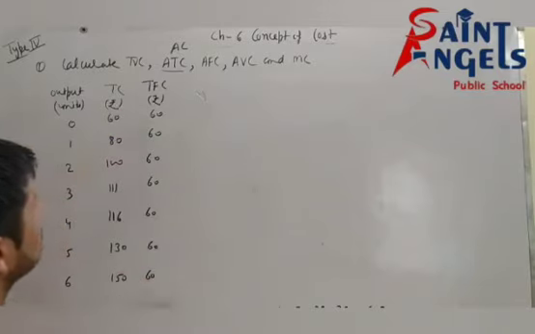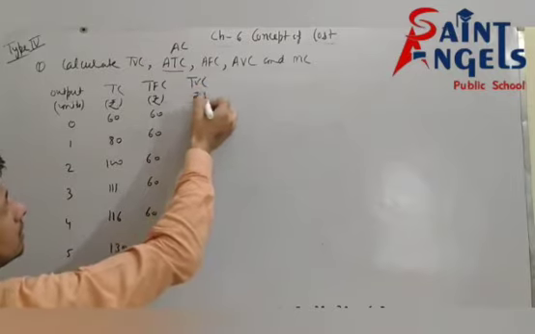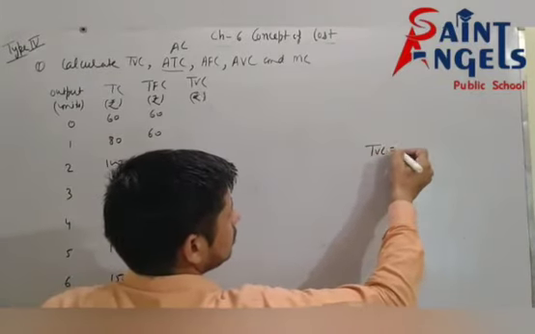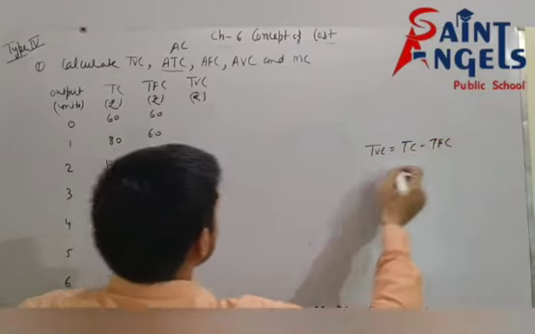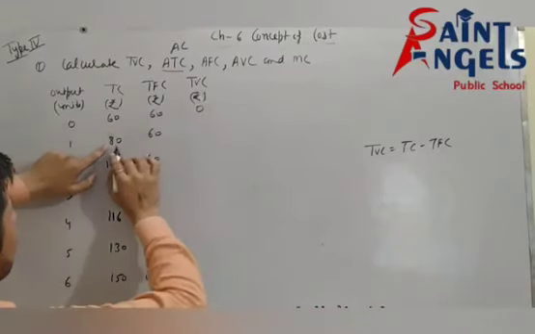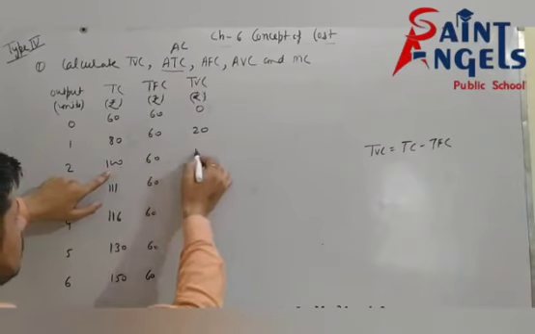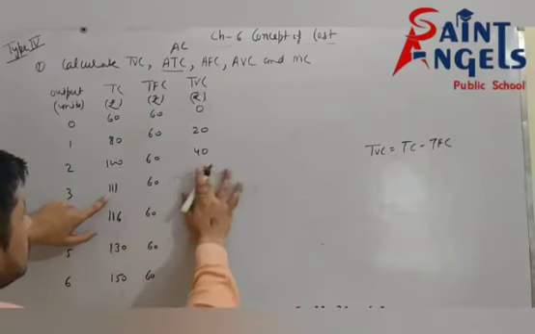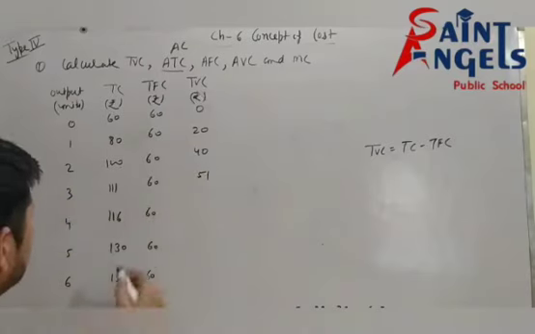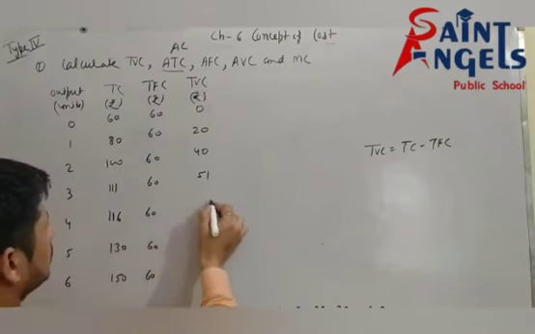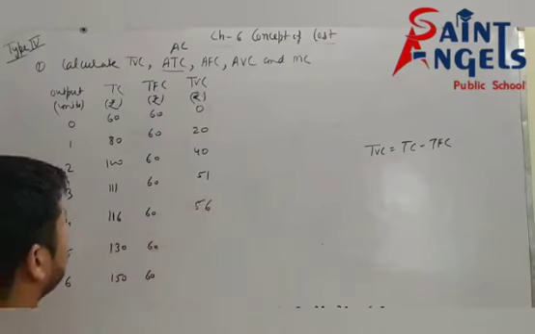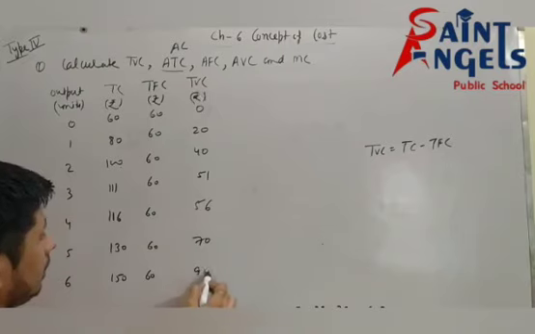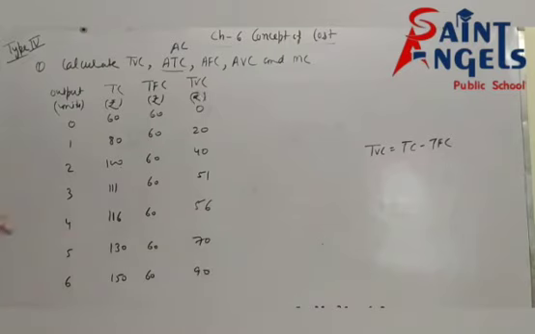Now calculate TVC. TC is here, TFC is here, so I will use this formula: TVC is equal to TC minus TFC. 0, 20, 40, 40 and 51, 56, 70 and 90. These are the values of TVC.